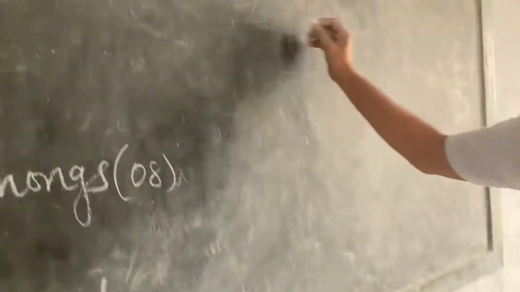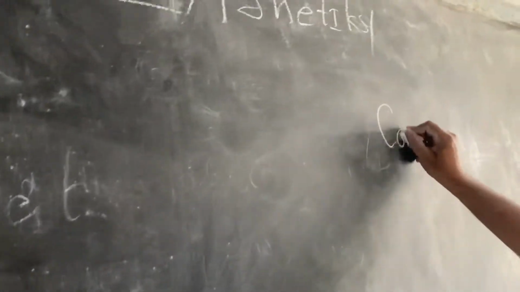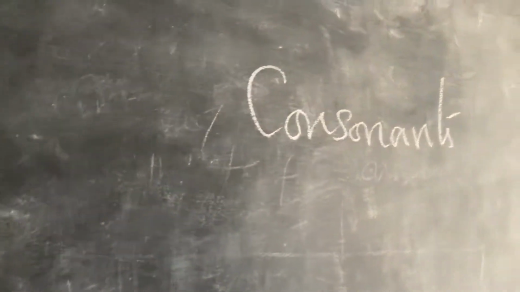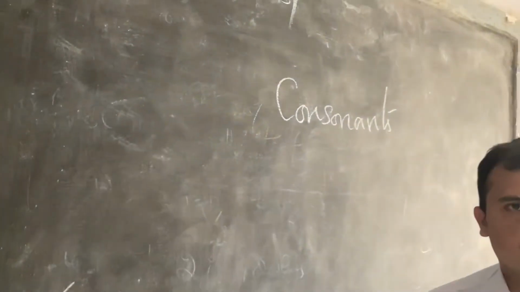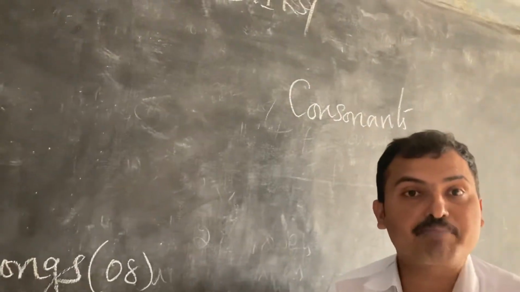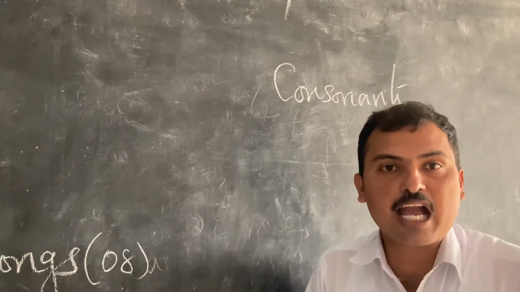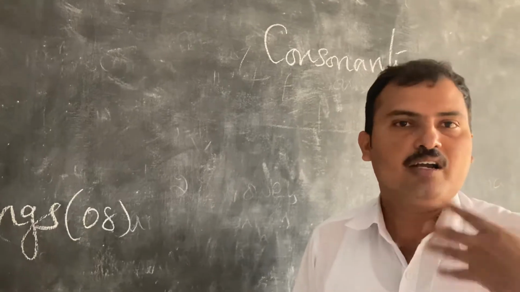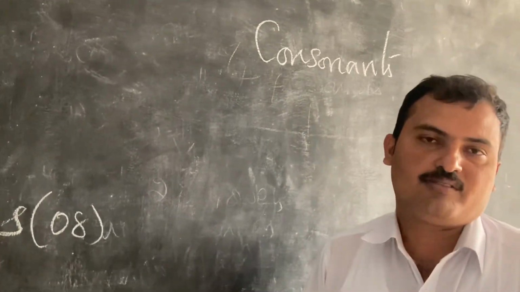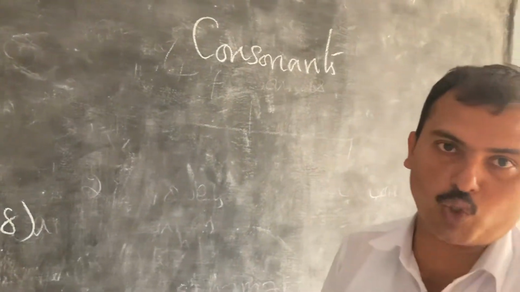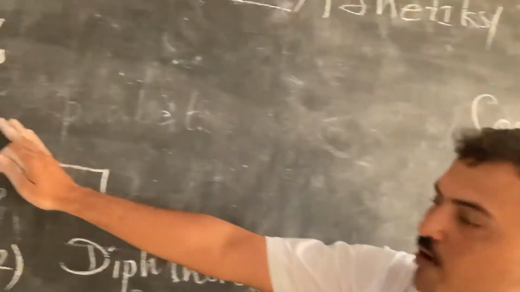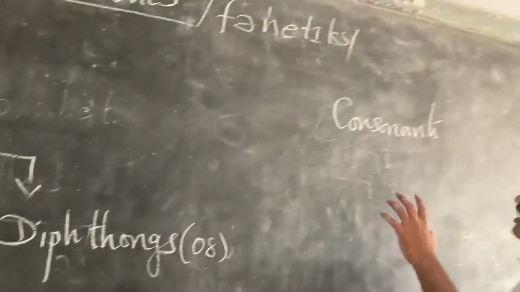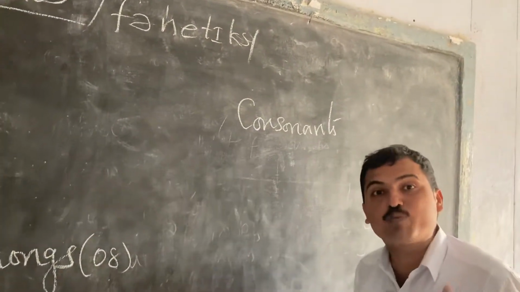And let's come to consonants. What are consonants? Consonants are the sounds during the production of which the air coming from the lungs is obstructed by our organs of speech. And as I have already told you, while articulating vowels, one does not need any kind of practice, whereas while articulating consonants, one needs to practice.